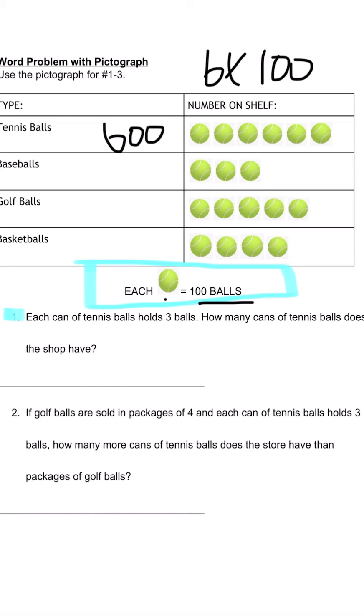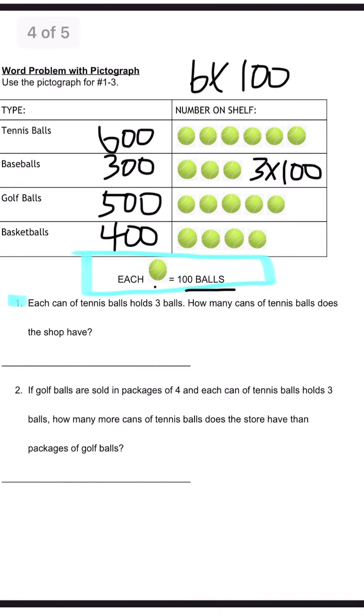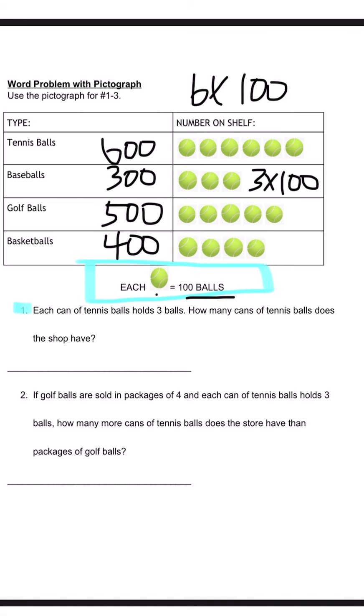And then we'll do 3 times 100 is 300 baseballs. And there's 1, 2, 3, 4, 5 golf balls. So we'll do 5 times 100 is 500. And we have 4 basketballs. So 4 times 100 is 400. So let's look at number 1 first. It says each can of tennis balls holds 3 balls. How many cans of tennis balls does the shop have?